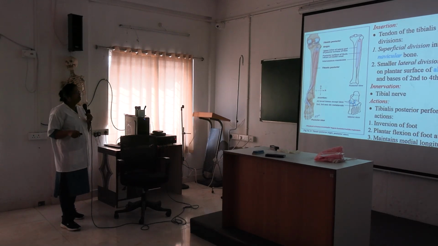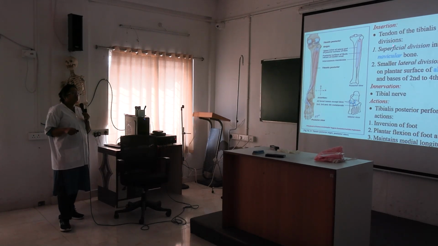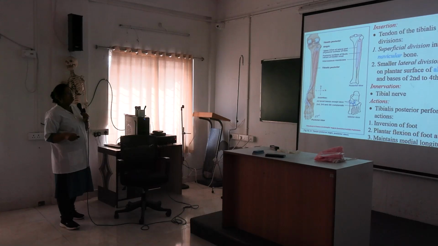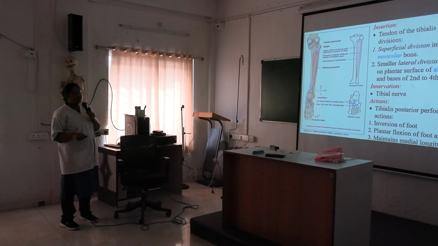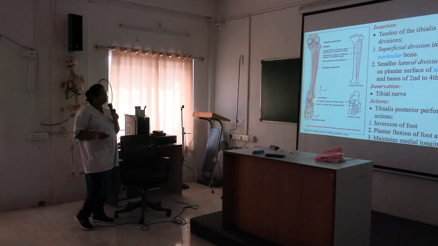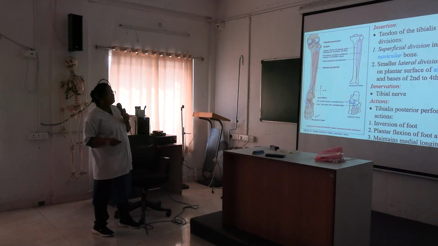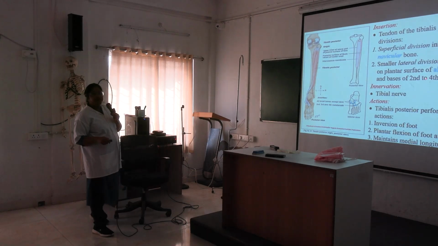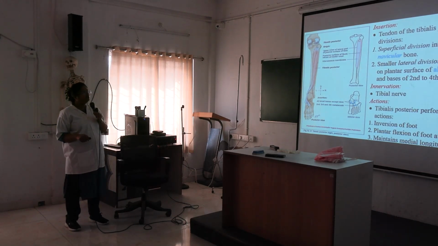The tendon of tibialis posterior divides into two divisions. The superficial division inserts on the tuberosity of the navicular bone. The smaller lateral division goes to the bases of the metatarsals, giving slips that insert on the plantar surface of all tarsals except the talus, and the bases of the second to fourth metatarsals.